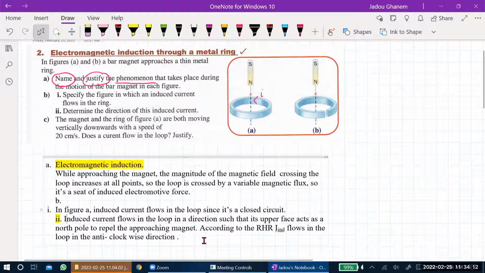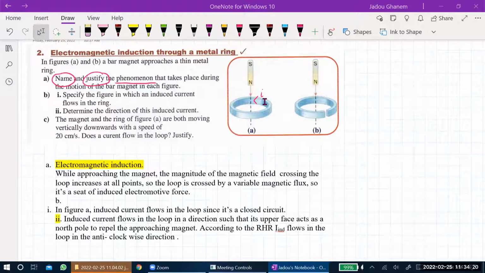Now we'll start with part C. I've received more than one answer for part C. Let me read part C. They said that the magnet and the ring of figure A are both moving vertically downwards with a speed of 20 centimeters per second. So both of them are moving with the same speed. Does a current flow in the loop? Justify.